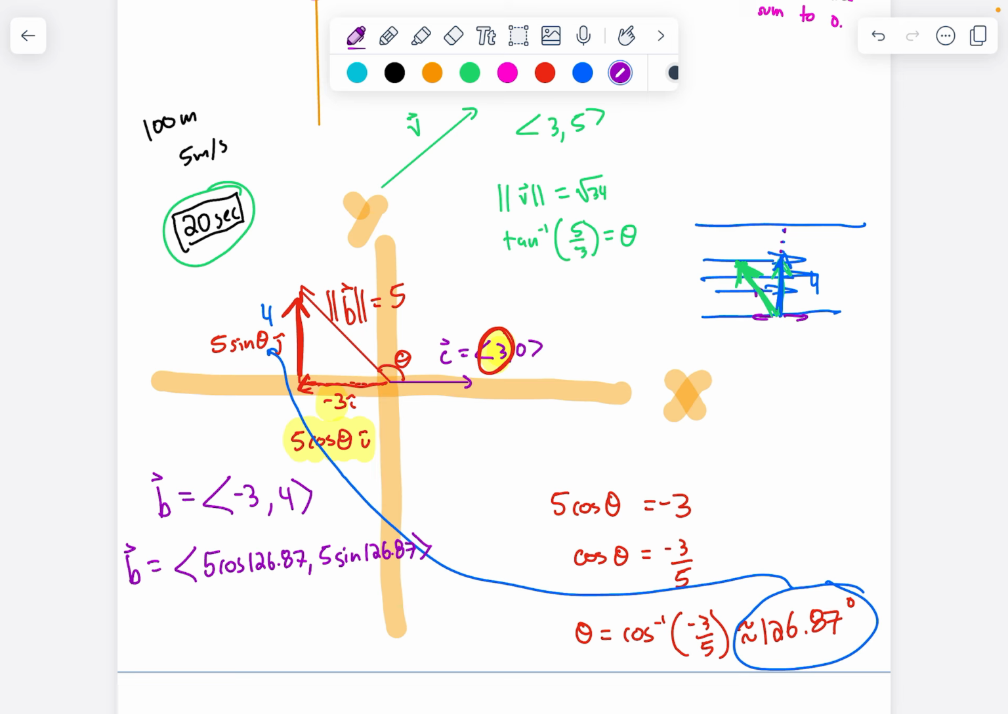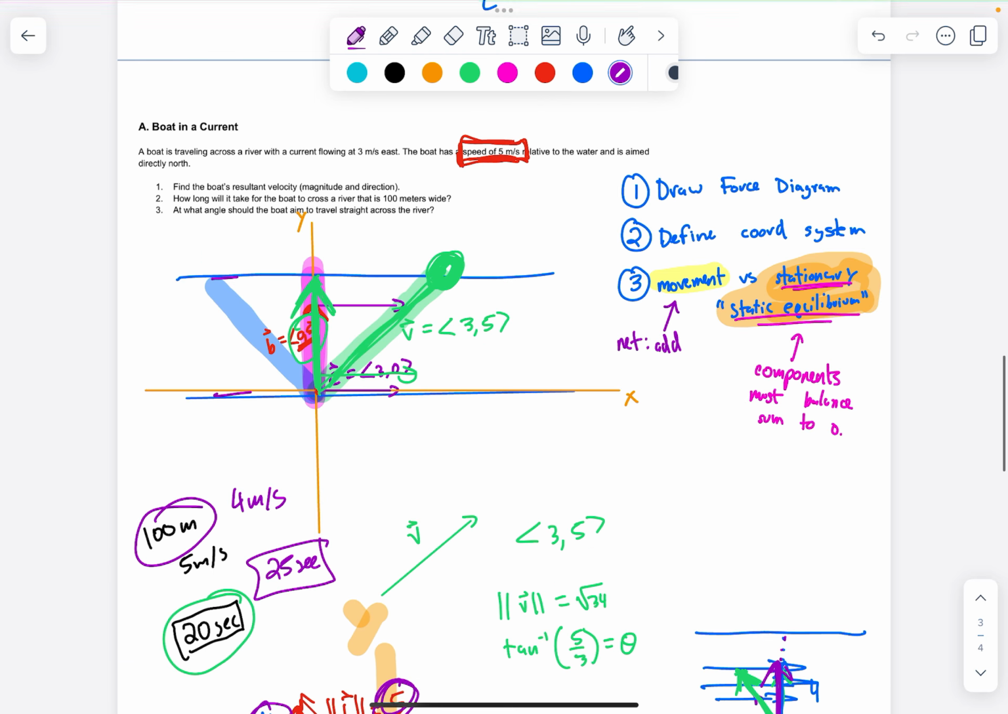And given that we're trying to oppose a force of 3, and this has to be a force of 3, this is a hypotenuse of 5, surely this should be 4. So now if we want to cross 100 meters, and we have 4 meters per second in the correct direction, 100 divided by 4 means it's going to take us 25 seconds. So it'll take us 5 seconds longer to actually cross this river, but we'll go straight across and perhaps land at our target location rather than some odd number of meters down the river.